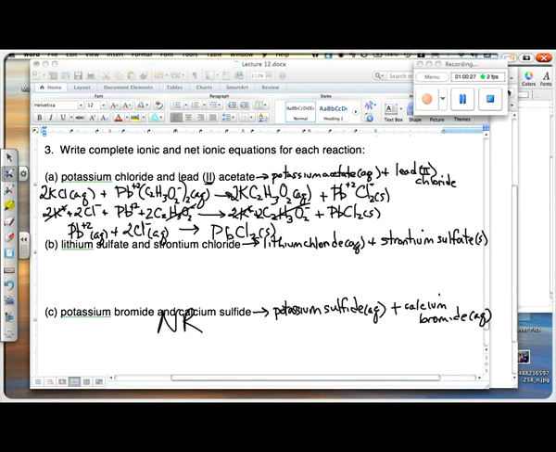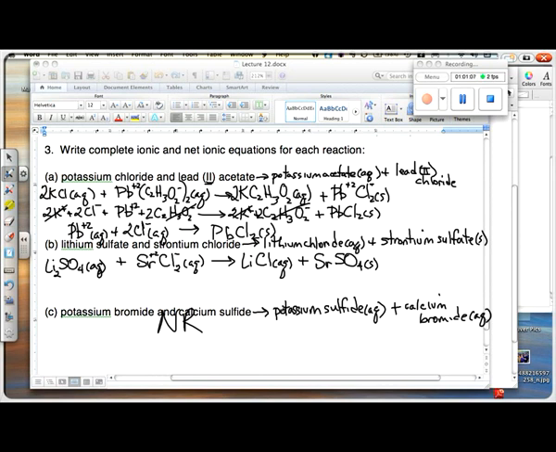B, lithium sulfate. Lithium has a +1, sulfate has a -2, so I need 2 of those lithiums, and that's aqueous. Plus strontium chloride. Strontium is +2, chlorine is -1, so I need 2 of those, and that's aqueous. Lithium chloride. Lithium's +1, chlorine's -1, aqueous. Worry about the balancing when you're done. Strontium sulfate, strontium's +2, sulfate is -2, so 1 of each, another +2, -2, and it is a solid.